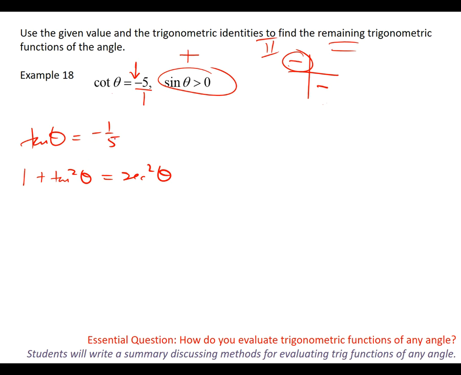All right, I'm going to substitute in the tangent. So what's going in for the tangent? Negative 1/5. All right, what is negative 1/5 squared? 1/25 equals secant squared. I should not have written the 1. What's a better name for my 1?